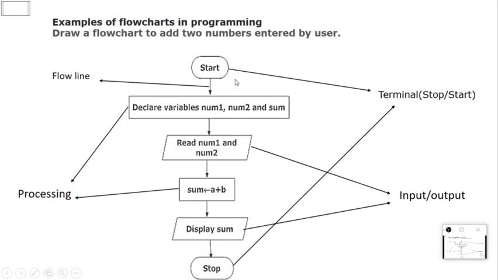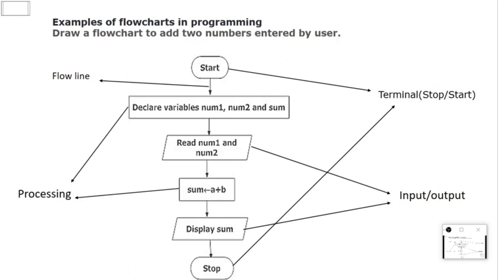If it is the same in the C language, we would have written int num1 comma num2 comma sum. Next we would have written num1 is equal to 5 and num2 is equal to 10. Next, sum is equal to num1 plus num2, and next printf sum. This is how we used to write our program.